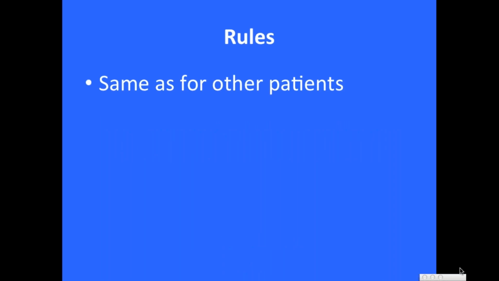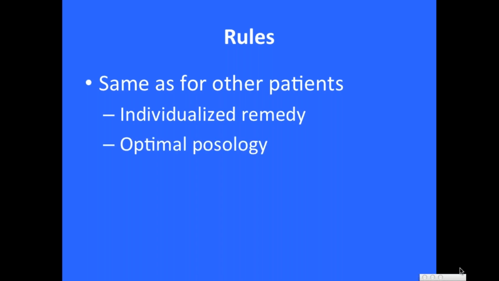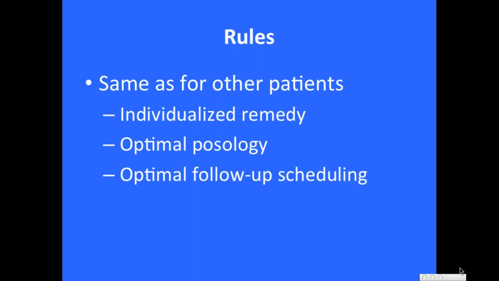So, listen, the rules for treating people with cancer, and in your case it would be animals, are the same as for any other patient. The rules of homeopathy don't change. It means individualized remedy, of course, optimal potency, of course, optimal follow-up scheduling. Okay, let me explain some of these. Let's go over the individual remedy.